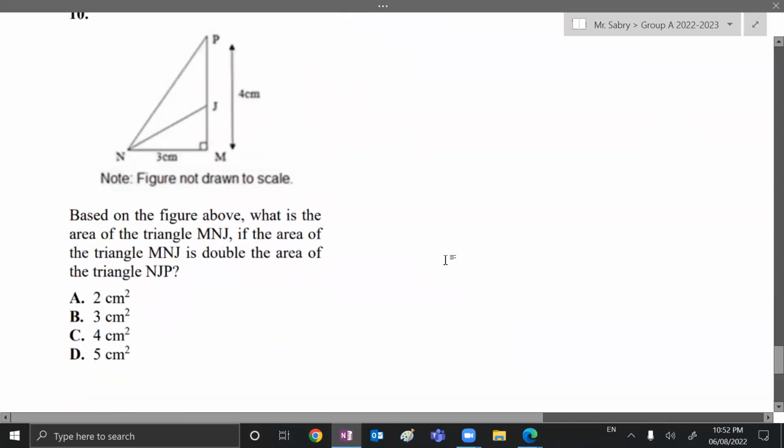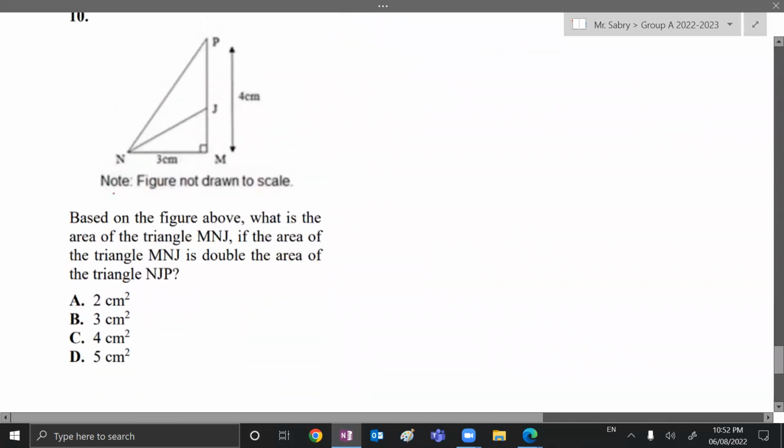All right, number 10. This one, you had a triangle. Inside of it, there is another triangle. You were told that this length over here altogether is 4. What is the area of the triangle MNJ, which is this one here? They need the area of this triangle.